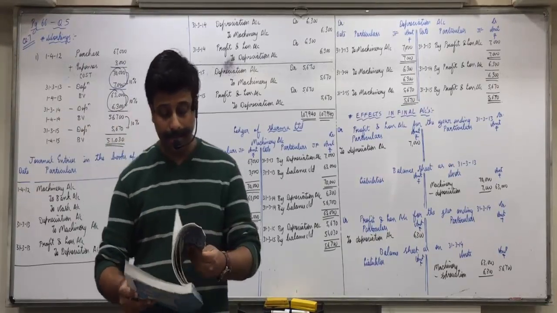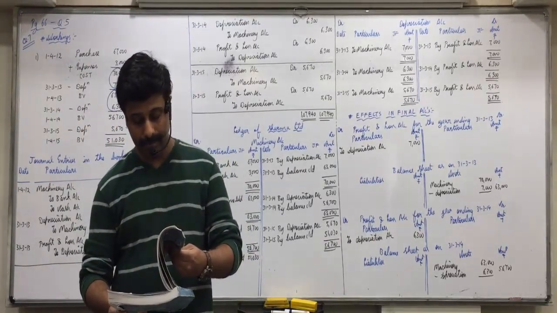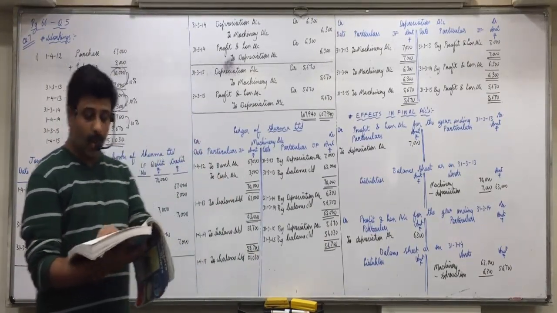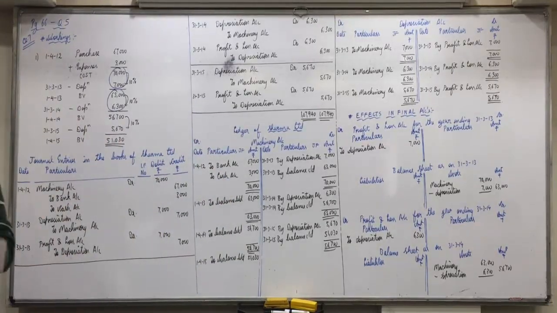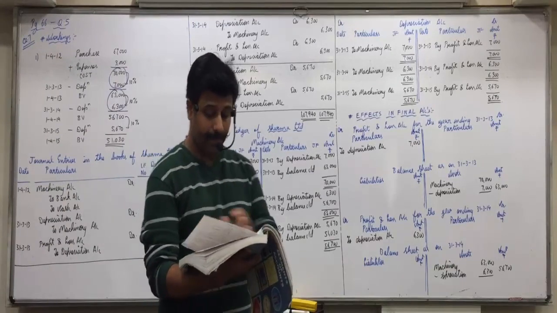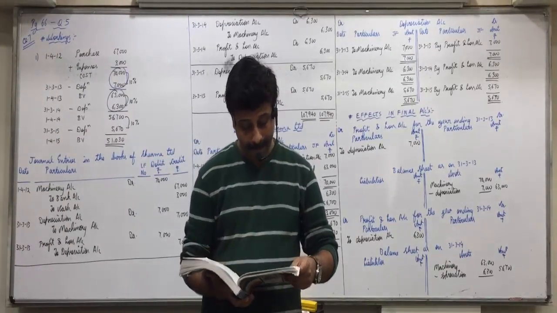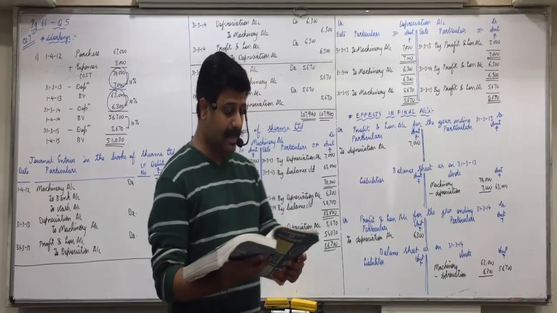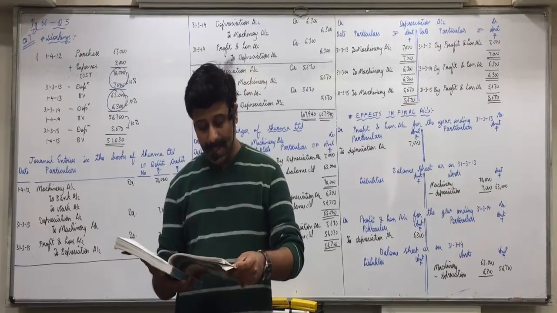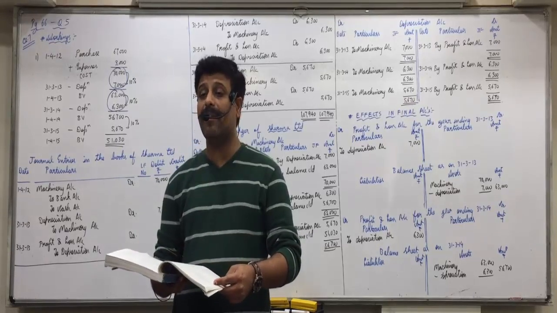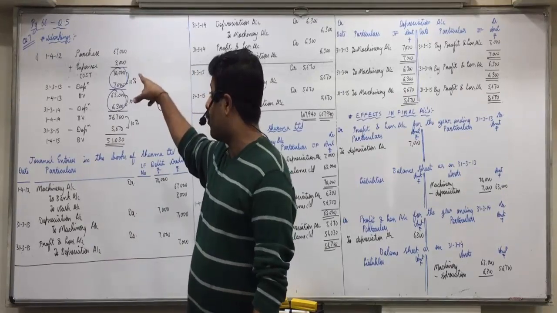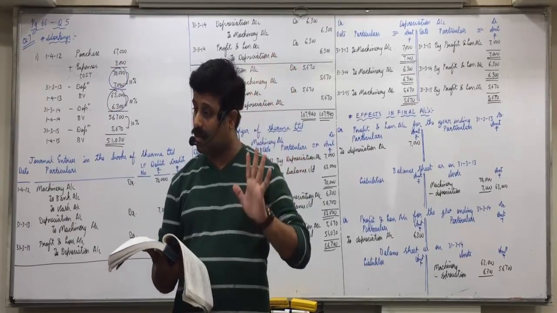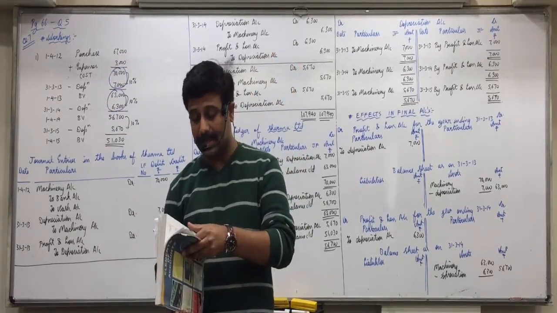Your homeworks. Illustration 2, which is only workings of RBL. Then illustration 3, which is similar to the one we did right now. Illustration 6, which is only workings, what we did, working note 1, in the previous question 5. Calculation of depreciation and cost. Only that much is asked. So illustration 6.